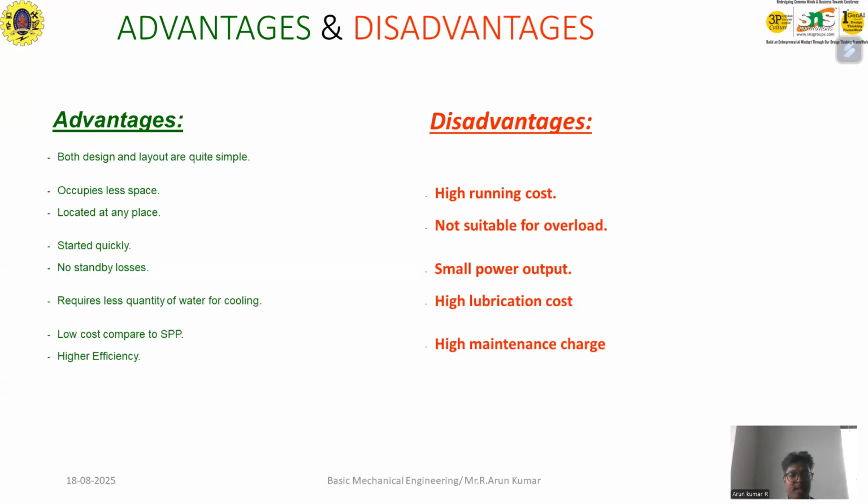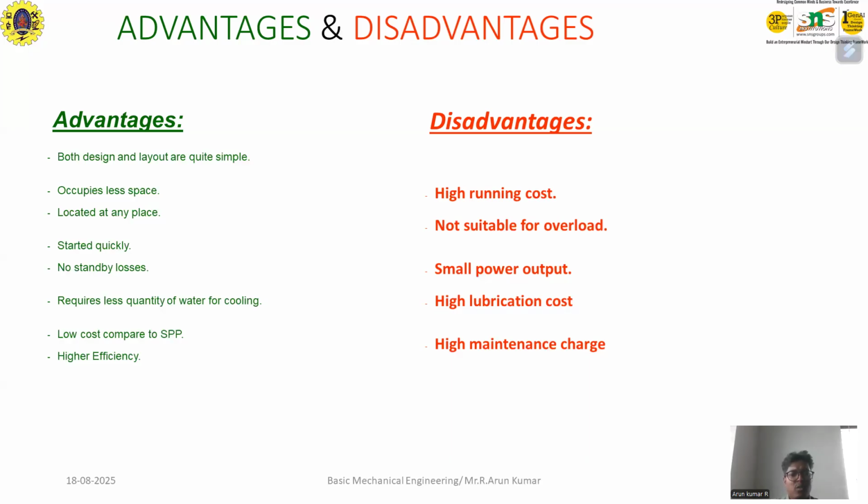What are the disadvantages of the diesel power plant? The running cost is very high and it is not suitable for overload. With a light or medium load, it is more useful. It also has small power output and high lubrication cost. Maintenance cost is quite high. Apart from that, compared to other power plants, it is more efficient.